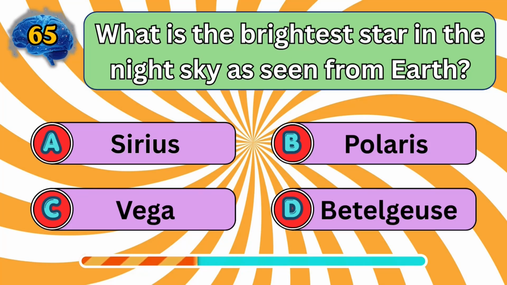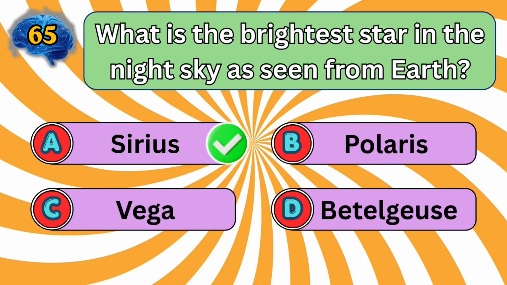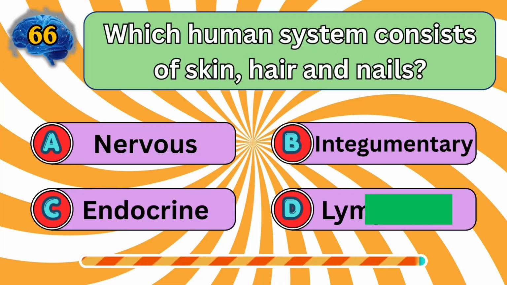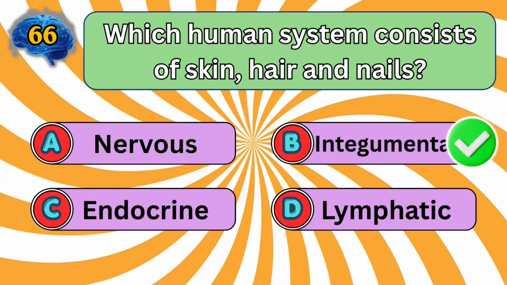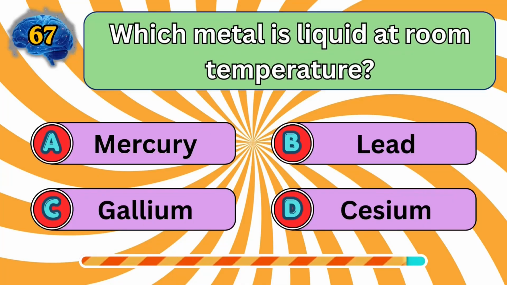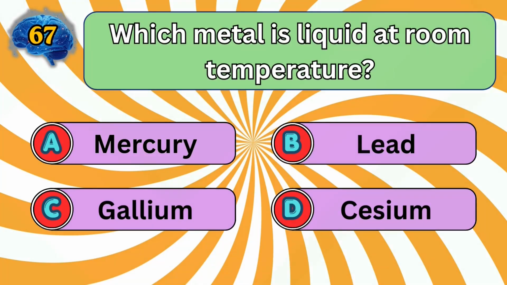Sirius, Polaris, Vega, Betelgeuse. Sirius. Which human system consists of skin, hair, and nails? Integumentary system. Which metal is liquid at room temperature? Aluminum, lead, calcium, mercury. Mercury.